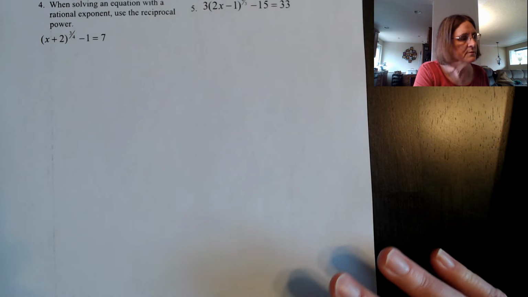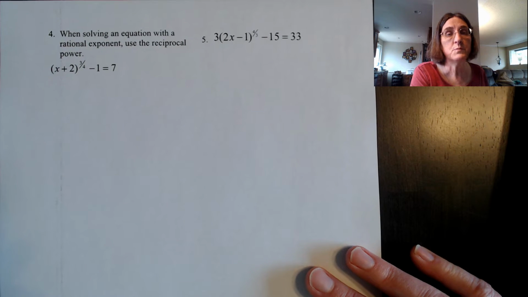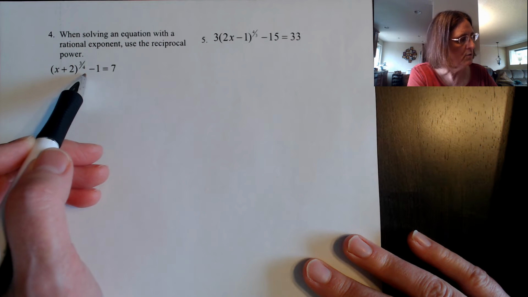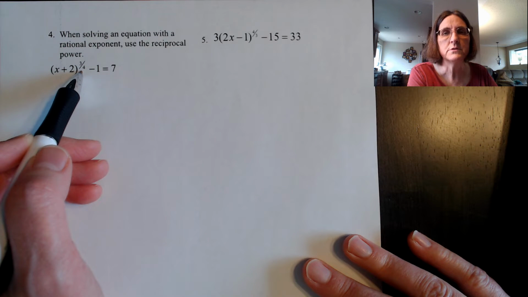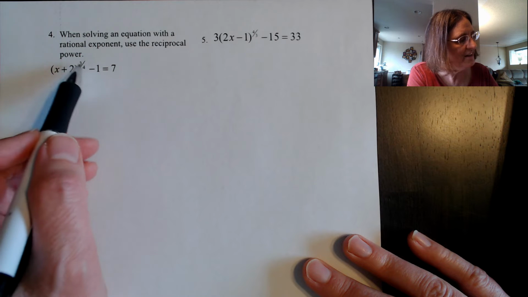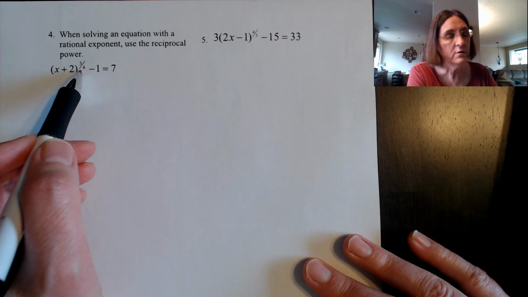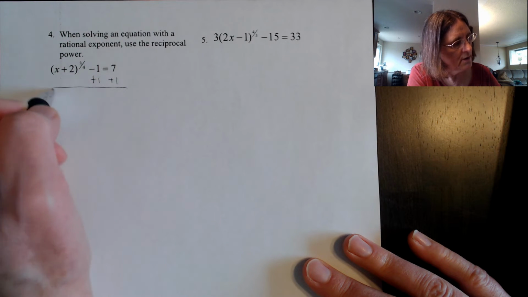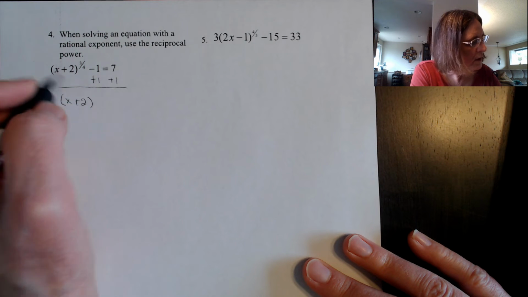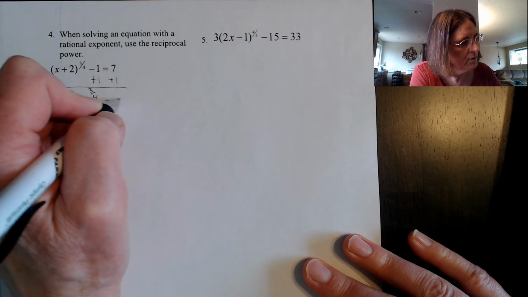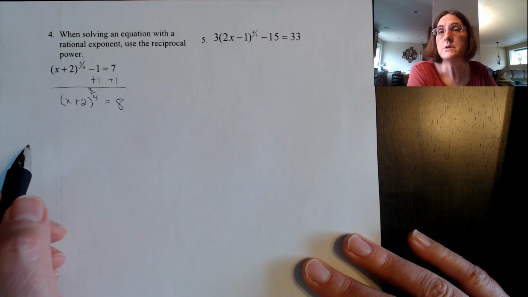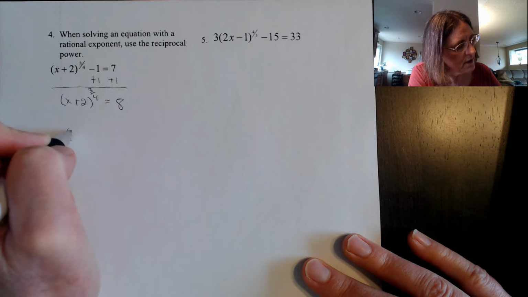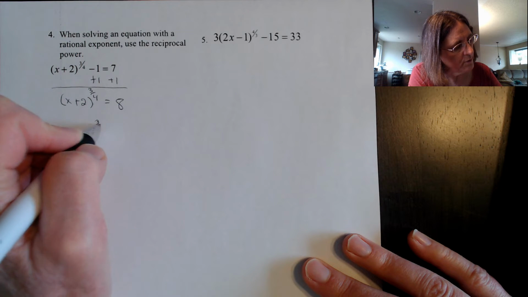In these 2 examples, we're going to be looking at expressions that are not written in radical form, but are written in exponential form. We have the quantity x plus 2 raised to the power of 3/4. We're going to start this the same way. We're going to isolate the term that has the radical or the rational exponent. So let's add 1 to both sides of the equation. That leaves us with the quantity x plus 2 raised to the 3/4 power equal to 8. Okay, now we have to raise it to the reciprocal power. So the reciprocal of 3/4 is 4/3. So we're going to take and raise both sides of this equation to the 4/3 power.